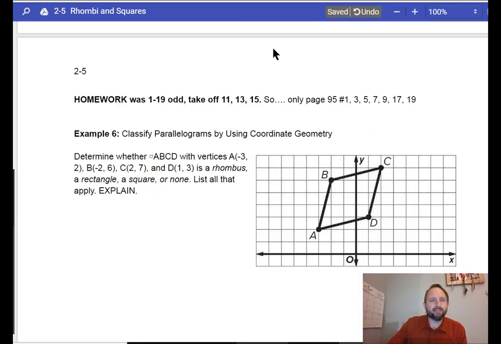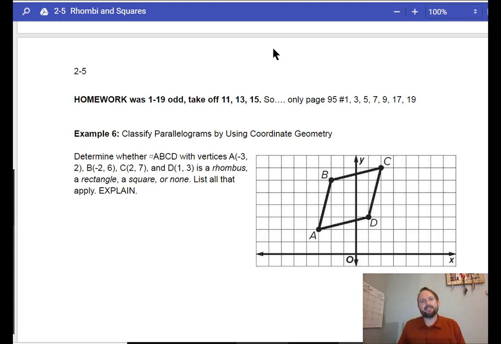So I'm going to stop right now. Homework goes 1 through 19, but I want you to take off 11, 13, and 15. So we're going to take off a few of the examples. You should only be doing page 95, numbers 1, 3, 5, 7, 9, 17, and 19. We're going to skip two of the examples.